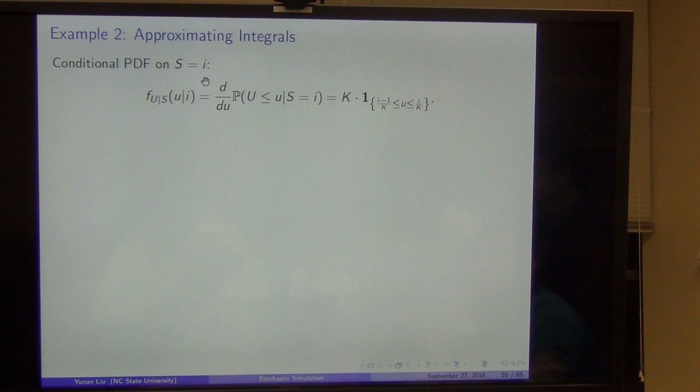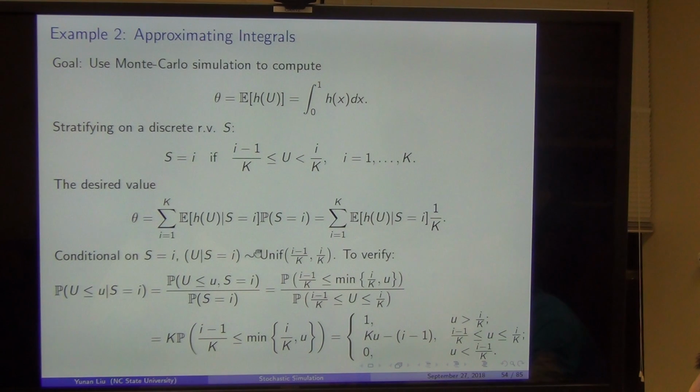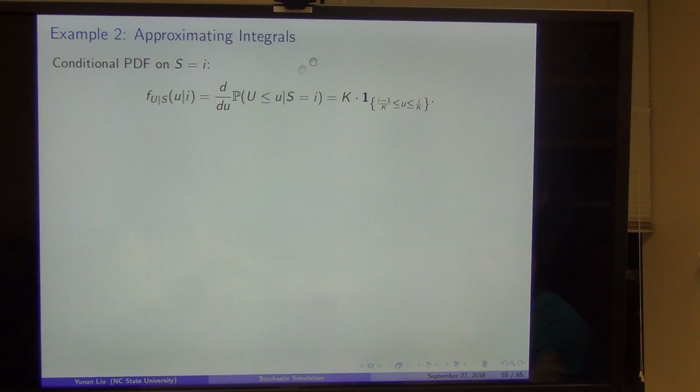All right. So the conditional probability density function. Here we have this distribution function. So we have this CDF, right? Take a derivative, we should have a conditional distribution function, which is k, indicator small u falls into this interval.